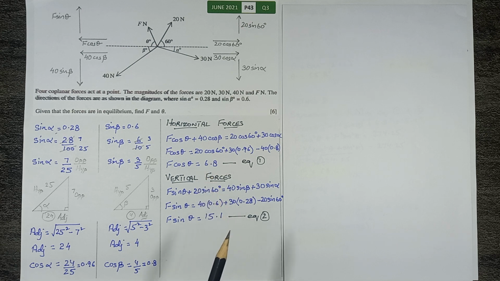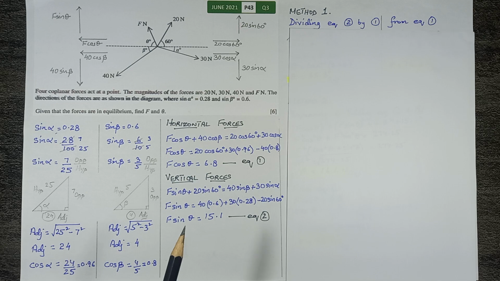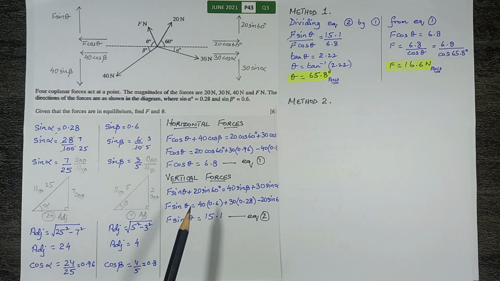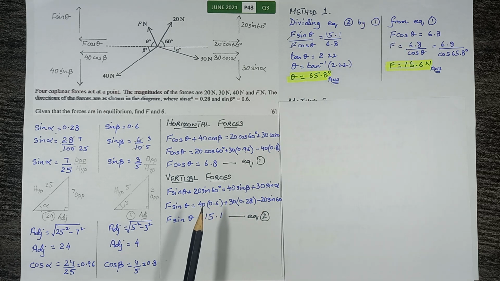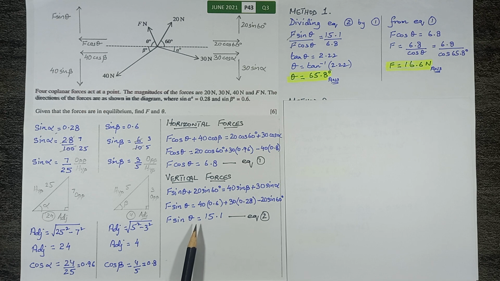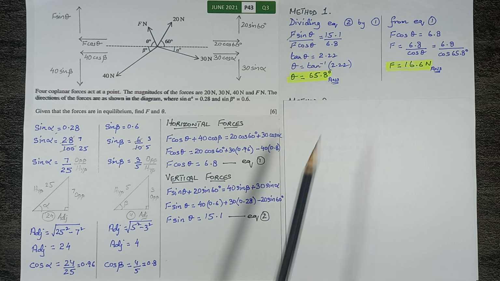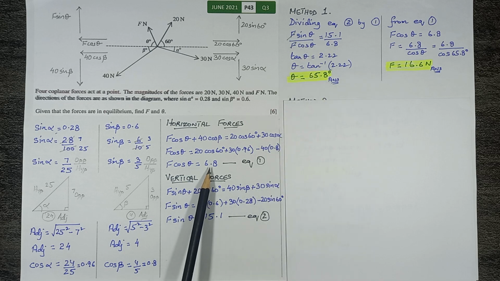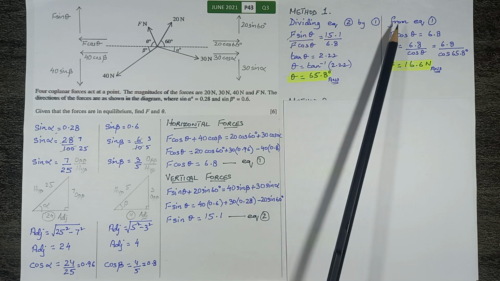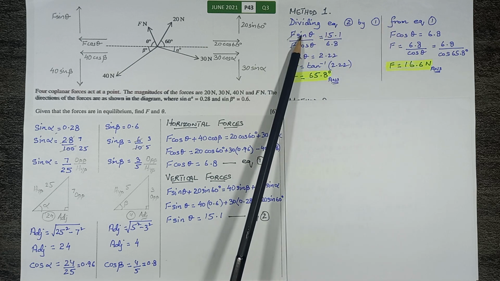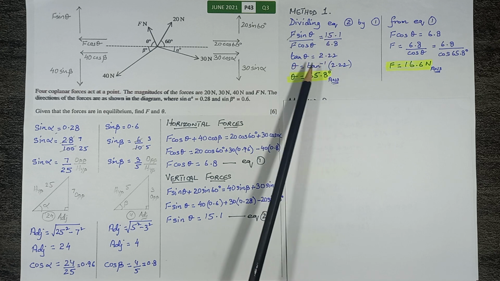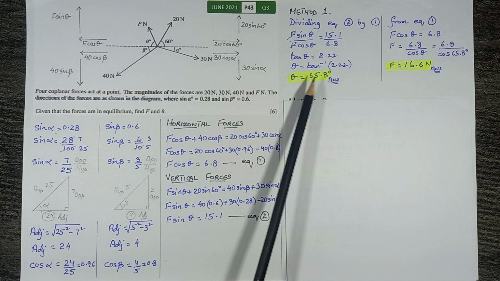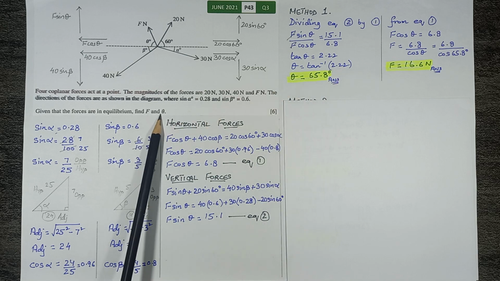Now we have two equations, and we have two different methods to solve. If we go through the first method, we divide equation 2 by equation 1. Equation 2 is F sine theta, so F sine theta divided by F cos theta would be equal to 15.1 divided by 6.8. After cancelling F, sine upon cos would be tan, and 15.1 divided by 6.8 would be 2.22. Taking the tan inverse of 2.22, we have found the angle theta, which was the requirement of the question.